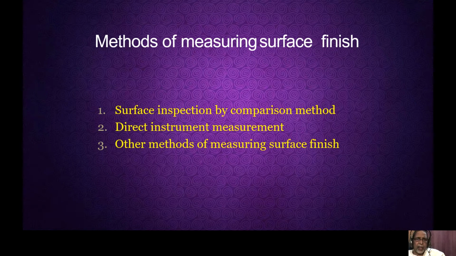Then how are we going to measure the defect of this surface, or the finish of the surface? Number one, surface inspection by comparison method. We can measure it with comparison methods. Number two, direct instrument measurements: take an instrument and measure it directly. Number three, other methods of measuring surface finish. We have different methods to measure the surface finish.